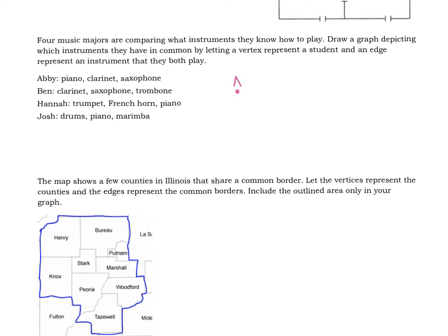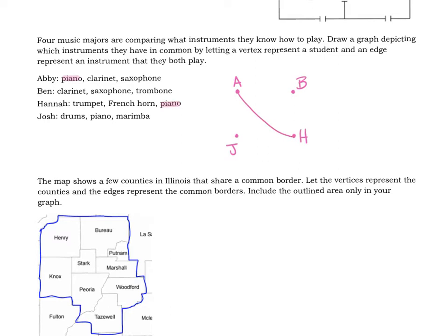Okay, so we've got students Abby, Ben, Hannah, and Josh. And again, we're going to draw an edge anywhere there is an instrument that both students play. Okay, so looking here, Abby plays the piano, as does Hannah. So we're going to go ahead and draw an edge from Abby to Hannah.